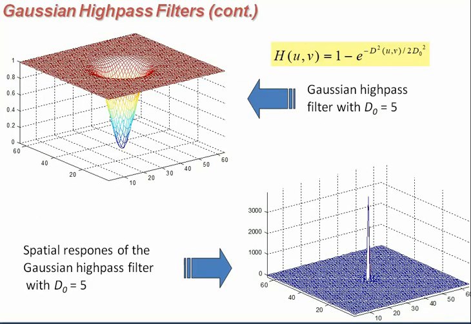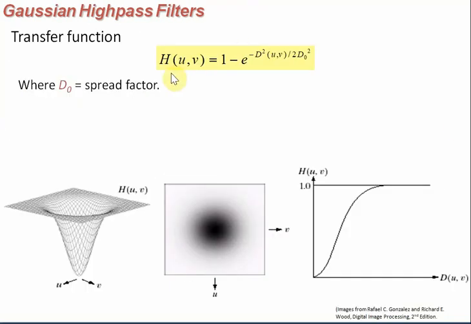Now coming to the Gaussian high pass filter. Here the transfer function is H(u,v) = 1 - e^(-D²(u,v)/(2D₀²)). Same thing, it is just the reverse of the Gaussian low pass filter. Here is the graph.